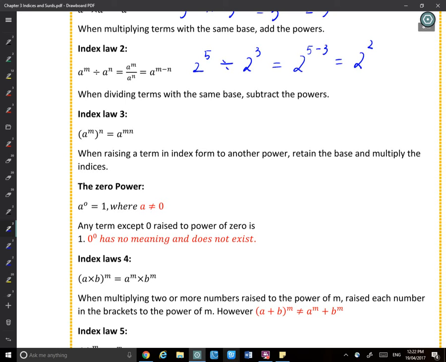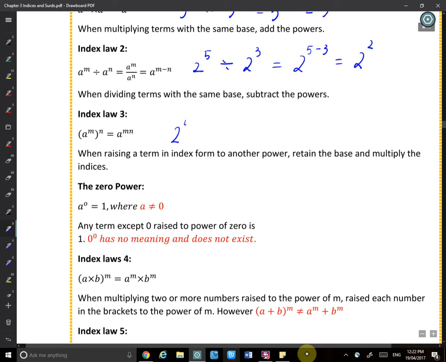Law number 3. If you have a to the power of m first and then the whole thing to another power of n, it will be the same as you times the powers together. So 2 to the power of 4, all to the power of 5, is equivalent to 2 to the power of 4 times 5, which equals 2 to the power of 20.